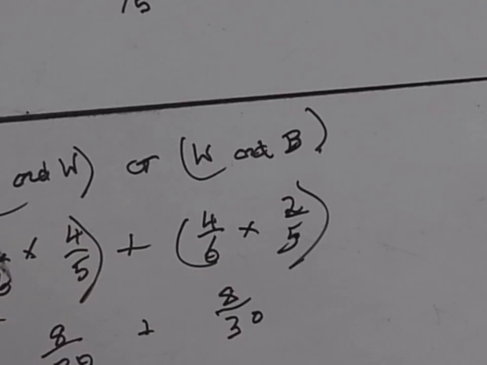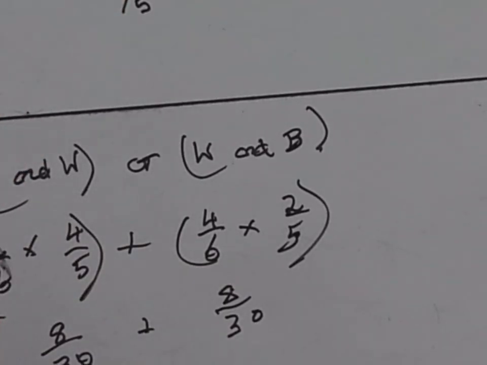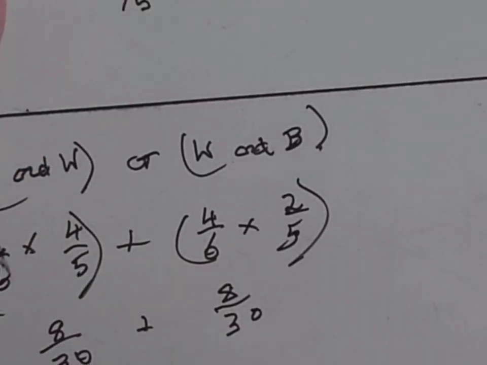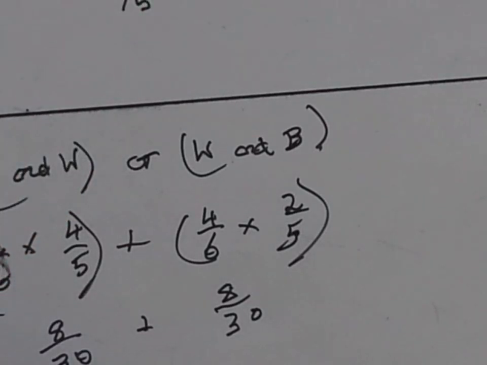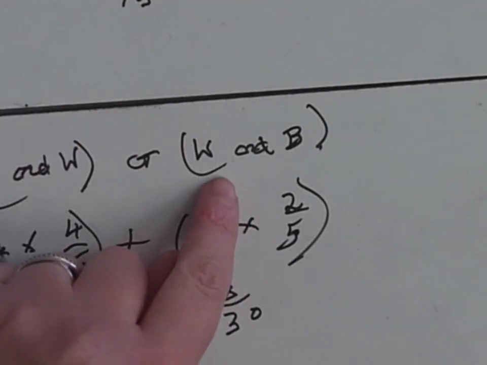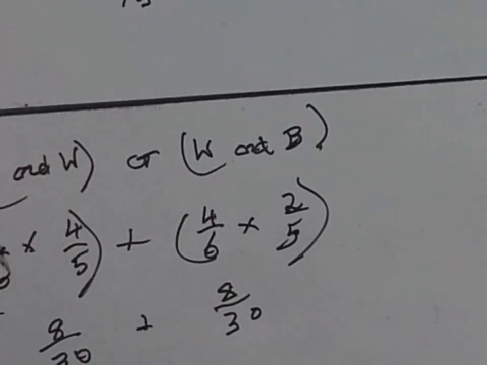B and the W, B and the W, 2/5, 2/6, and then the W is 4/6, and the B. Why was it 4/5 and then 4/6 for the definition? Right, when we're going white first, this one, yeah.